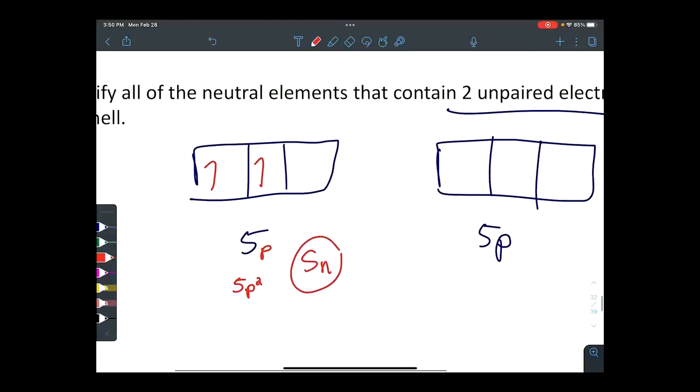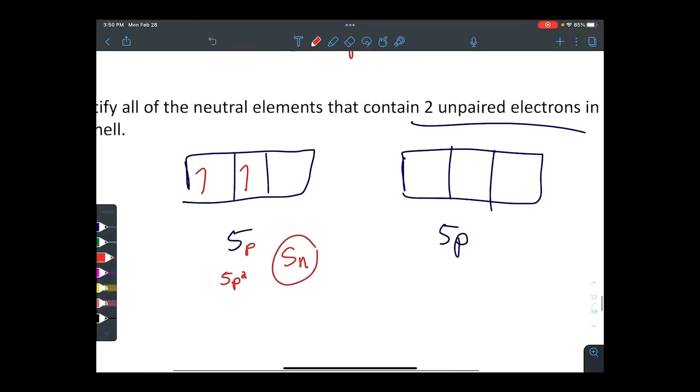But here's the trick. There's also another one. I can put 2 electrons in my 5p shell, but I can continue putting in electrons. So that has 3 unpaired electrons. But if I put in a 4th electron, there we go. Does that have 2 unpaired electrons in it? Yes, it does, unfortunately. So what element is that? Te, it would be tellurium. So this is the 5p4, superscript 4, so the 4th element into that 5p subshell. So there's 2 of them.